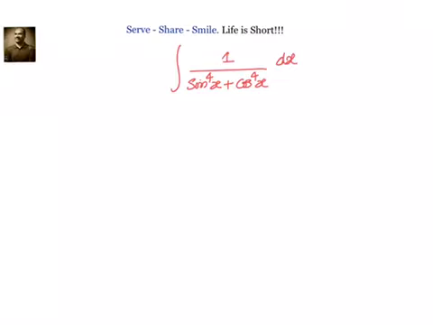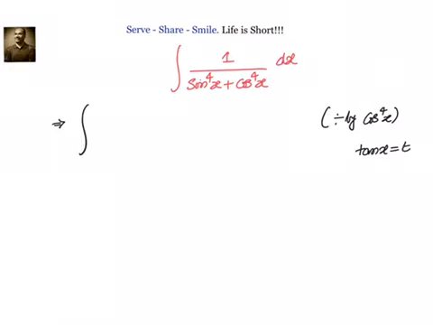We have to find out the integral of 1 by sine to the power of 4x plus cos to the power of 4x dx. To start with, we will divide both numerator and denominator with cos to the power of 4x. Then we will take tan x equal to t. Let us see how the steps will be.